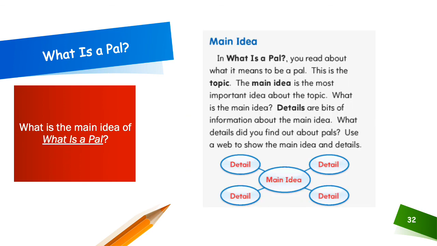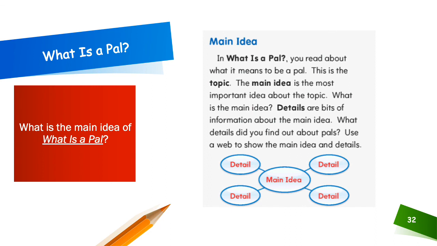Now that we've finished reading this book twice, it's time to talk about the main idea. In What is a Pal, you read about what it means to be a pal. This is the topic. The main idea is the most important idea about the topic. What is the main idea? Then we think about details. Details are bits of information about the main idea. What details did you find out about pals?